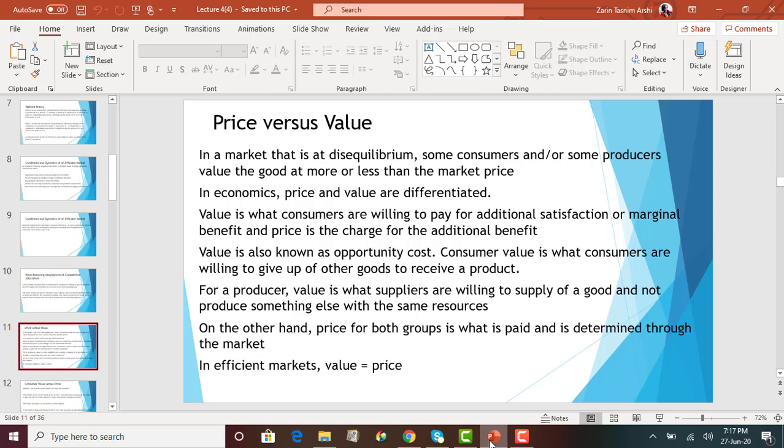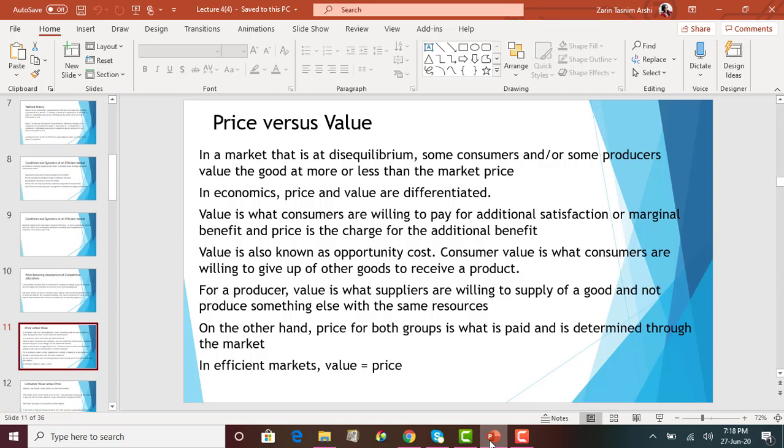Now, in a free market economy, we can have a difference between price and value. Okay, usually in an equilibrium market, when quantity demanded is equal to quantity supplied, price is always equal to value. So remember this, when the market is in equilibrium, price will always be equal to the value of the good. Whatever the value of the good, we are going to pay for that. But if the market is in disequilibrium, then we're going to have a situation where price is different than the value.